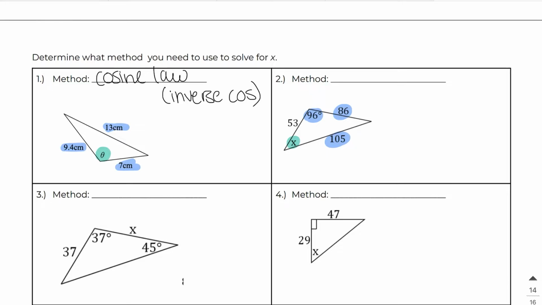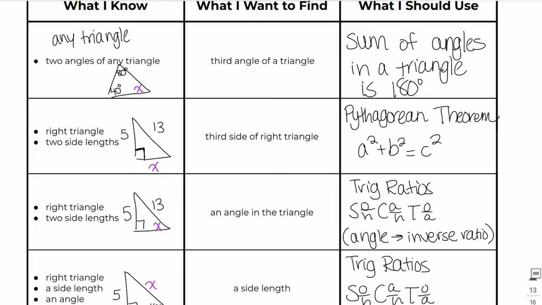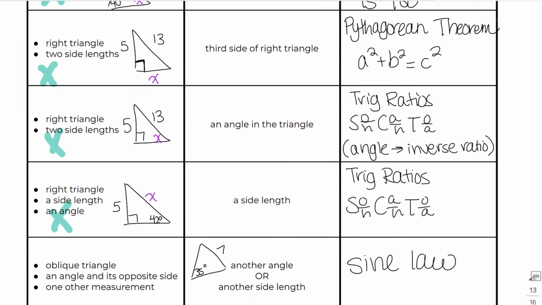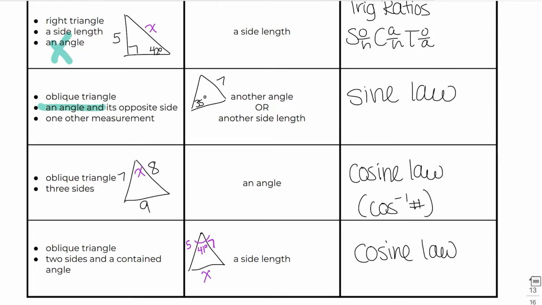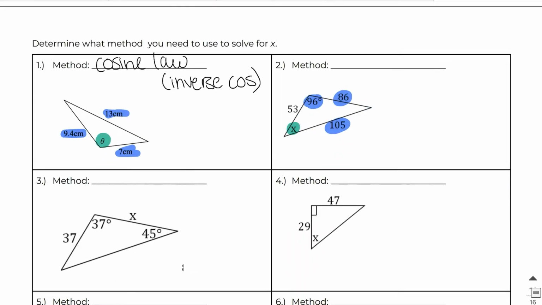So let's talk about this again for a second right here. Here I don't have 2 angles where I'm trying to figure out the third one. It's not a right triangle, so I'm going to go back to oblique triangles. I do have an angle and its opposite side, and I have one other measurement. So I actually can use sine law for this. But just a reminder, we're going to have to do inverse sine because we're trying to find an angle.